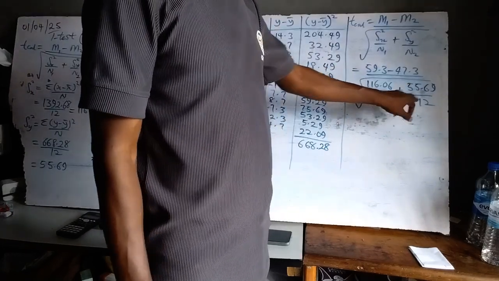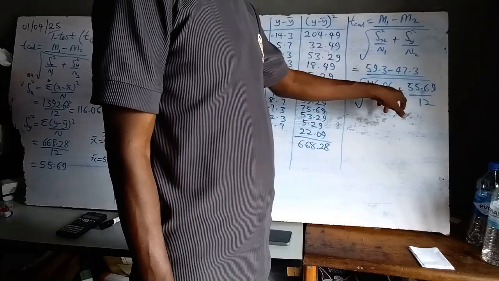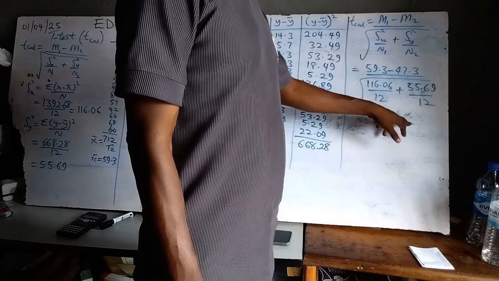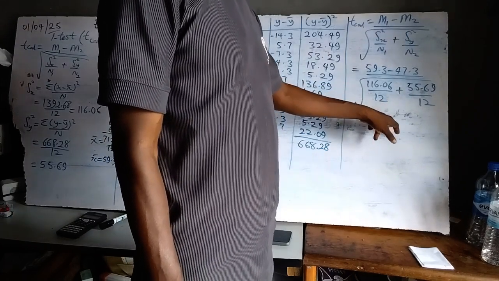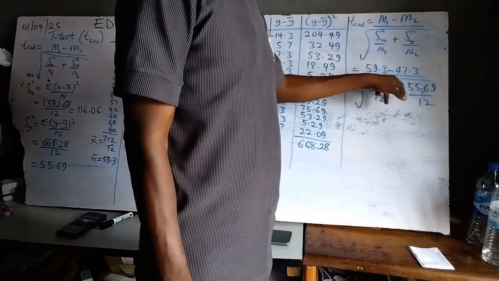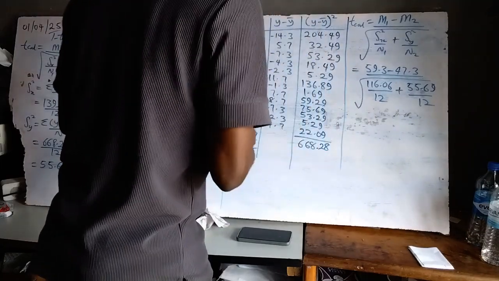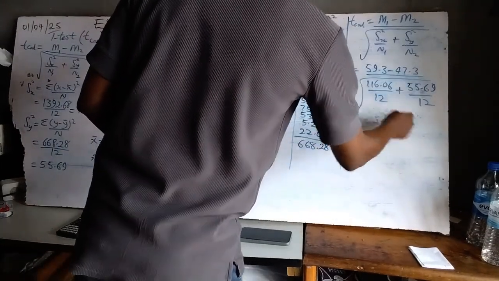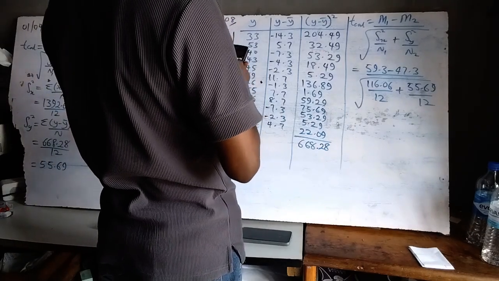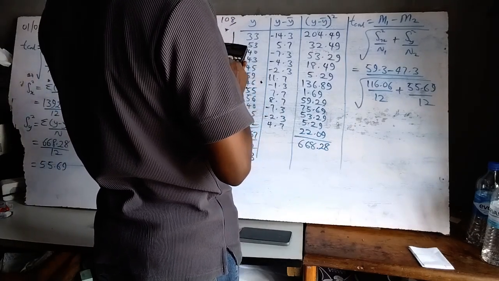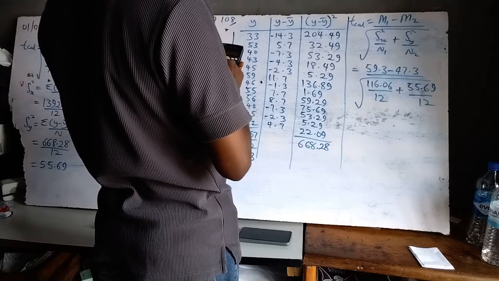or since they have the same base and it is plus, or if it is minus, you just take the denominator, which is 12, then add this and this together. But to save time, let's just get this and get this, then add. 59.3 minus 47.3 is 12.